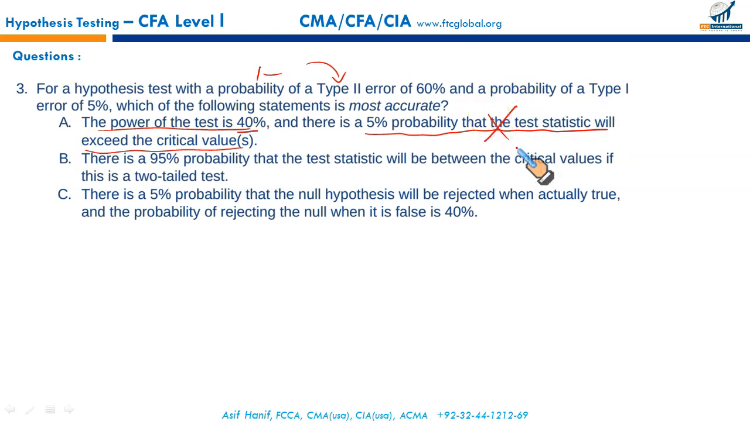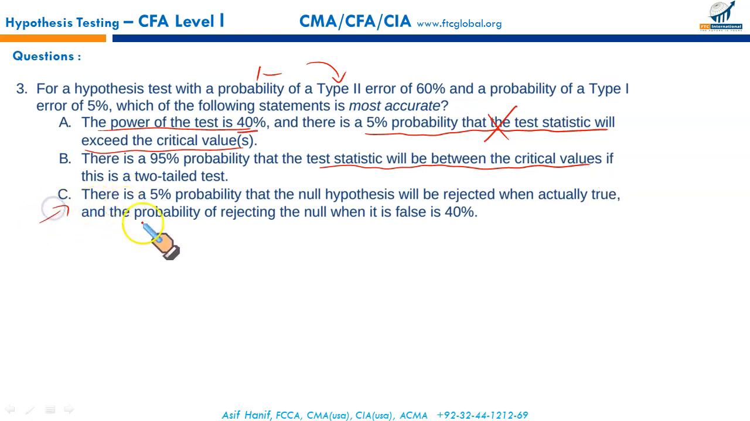This is not always true, since the null may be false and the probability of rejection is unknown. So we can't say that. B, there is a 95% probability that test statistics will be between the critical values if this is a two-tailed test. Again, it is not necessarily true. The reason being that the null may be false and the probability of rejection is unknown.